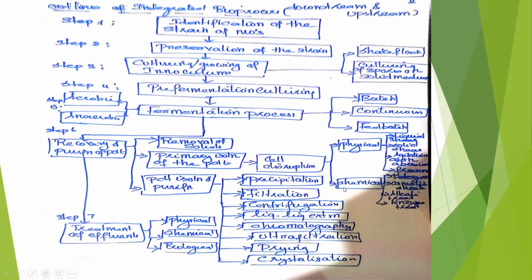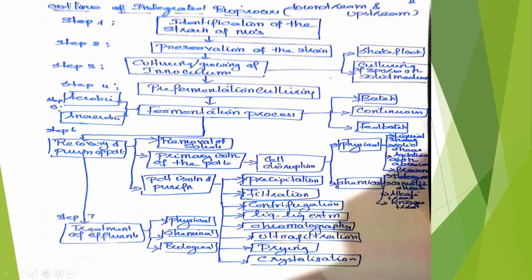Okay, and then the chemical methods available are detergent, osmotic shock, alkali treatment, and enzyme treatment. Once that is done, we will go for product isolation and purification. Here you have different methods depending upon the products: precipitation, filtration, centrifugation, liquid extraction, chromatography, ultrafiltration, drying, and crystallization. Once this recovery and purification of products is done, the remaining will be called effluents.